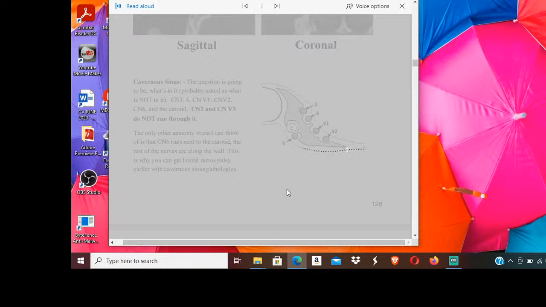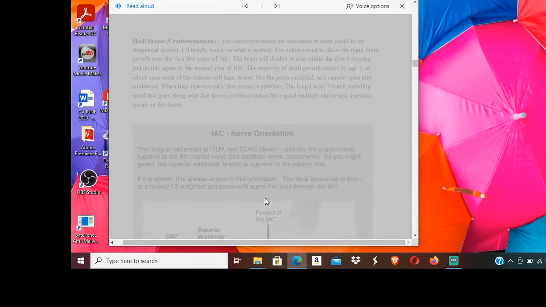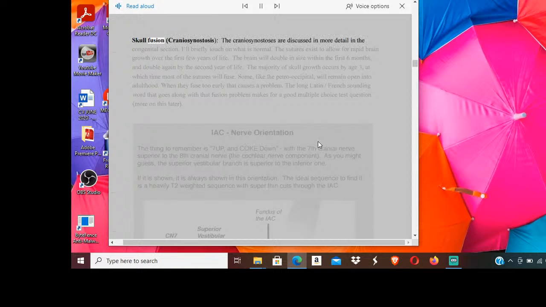Coronal. Skull fusion, craniosynostosis. The craniosynostosis are discussed in more detail in the congenital section. I'll briefly touch on what is normal. The sutures exist to allow for rapid brain growth over the first few years of life. The brain will double in size within the first 6 months and double again by the second year of life. The majority of skull growth occurs by age 3, at which time most of the sutures will fuse. Some, like the petrooccipital, will remain open into adulthood. When they fuse too early, that causes a problem. The long Latin French sounding word that goes along with that fusion problem makes for a good multiple choice test question. More on this later.